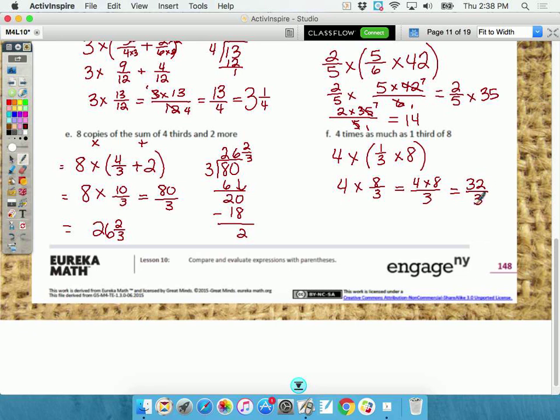32 thirds, which equals, just a minute, let's see if he's right. What do I do if there's no way to divide? Very good. 10 and 2/3. Very good.